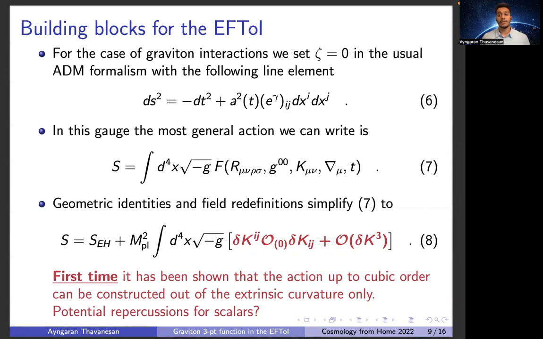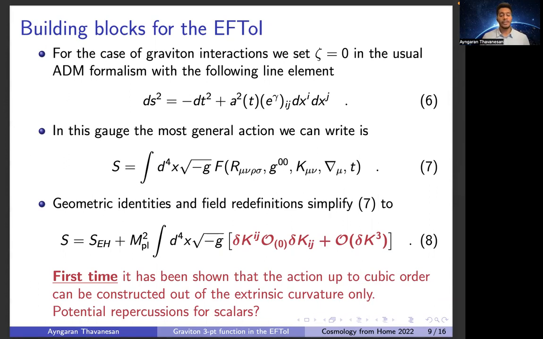This gives us the line element given in equation 6, where a is the scale factor and we define the Hubble parameter in the usual way of a dot over a. For now, we work in cosmological time, but later on we will convert to conformal time, which is more suitable for computing late-time cosmological correlators. In this gauge, the most general action that we can write down is one consistent with spatial diffeomorphisms, as given by equation 7. For our purposes, however, there are simplifications we can make.